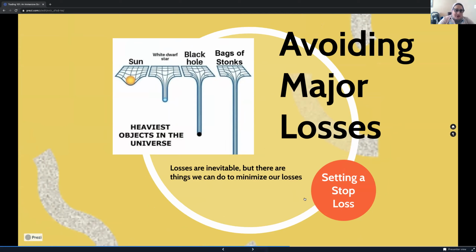But if you're not doing that, if you're just following what I'm showing you here, I'm going to ask you to please set a stop loss. And what a stop loss is, if the stock goes down to a certain level, it's going to trigger an alarm, and it's going to get you out of that.